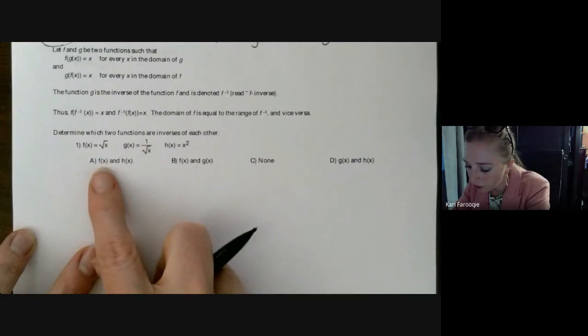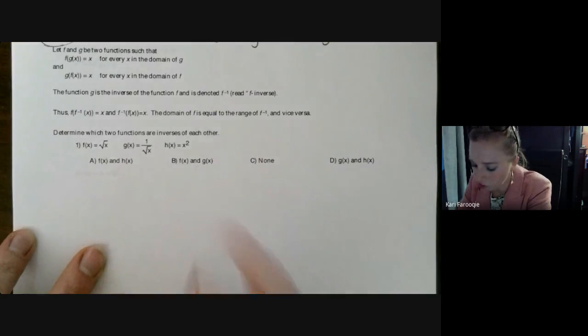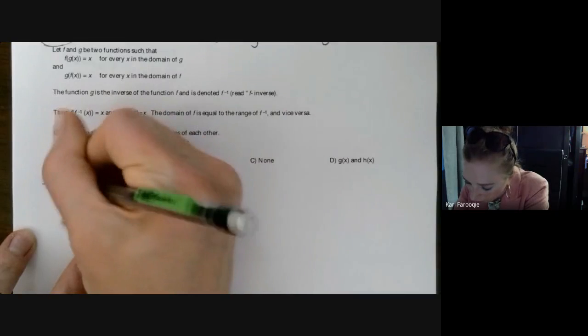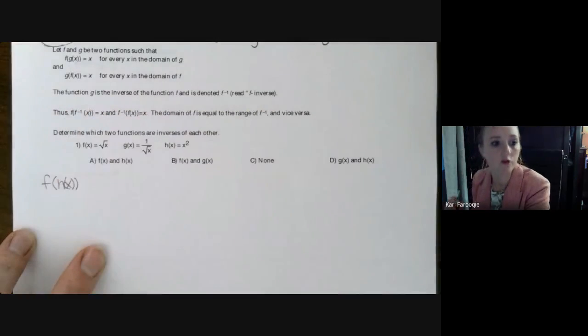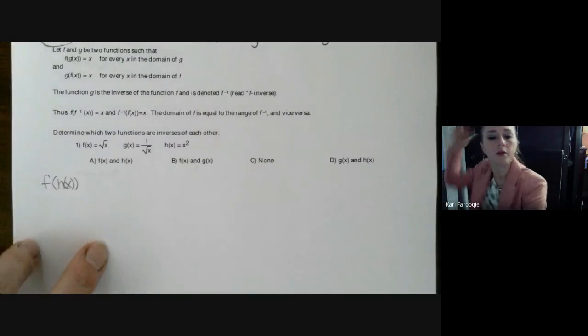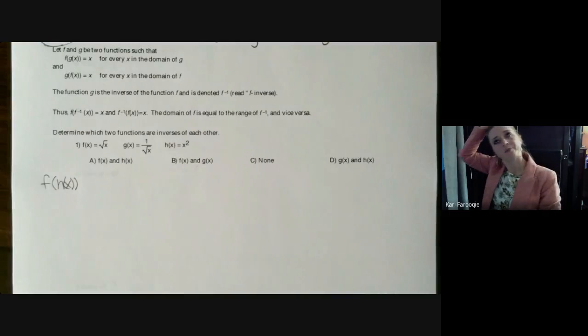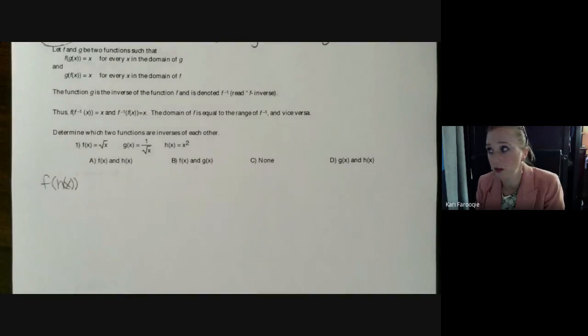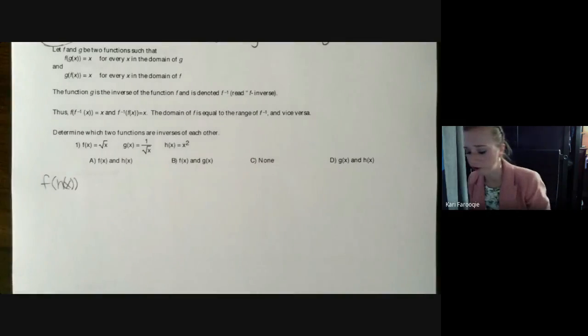If I'm trying to find whether or not f and h are inverses of each other, I'm going to use some composition. I'm going to find f of h of x. Now, the nice thing here is that if I don't get x when I work on this composition, that means they're not inverses, and I don't have to go through the work of taking h of f. If it doesn't work one way, just forget it. You're done. Try a different set of functions.